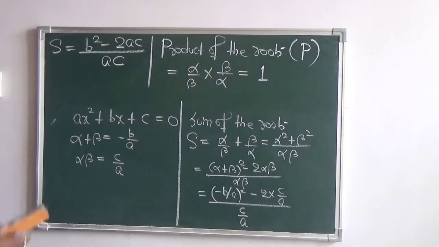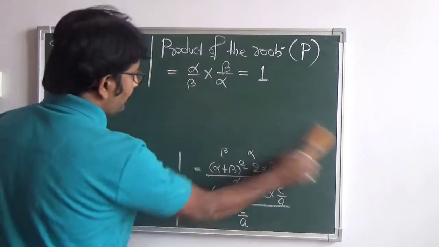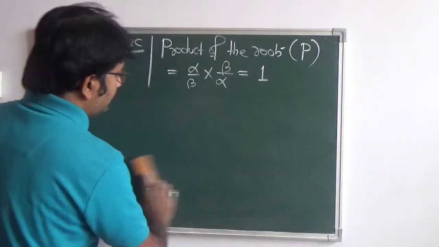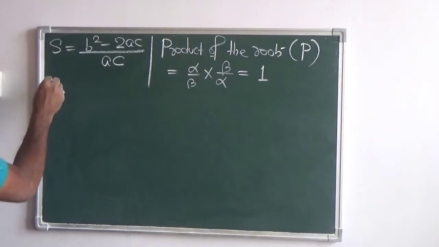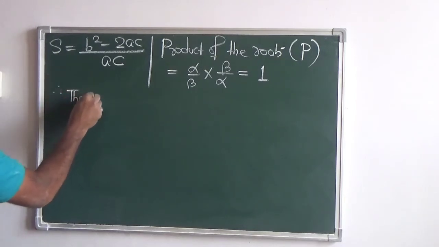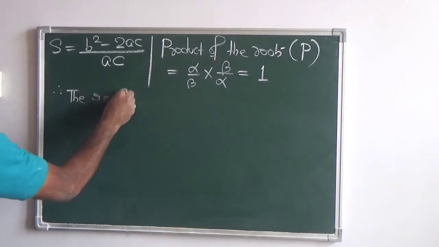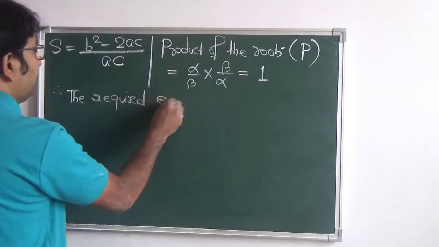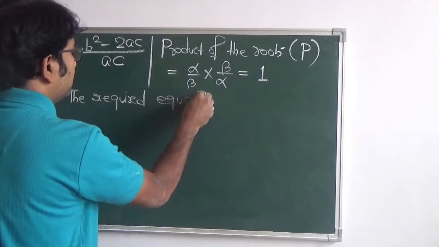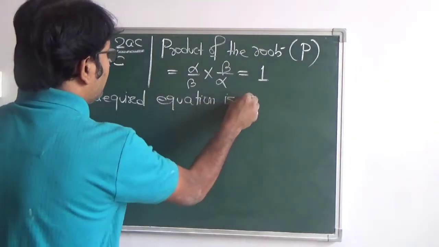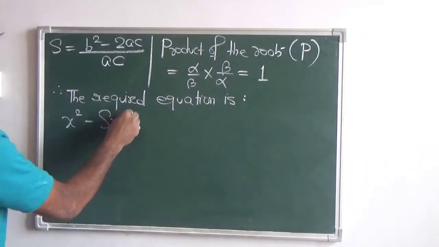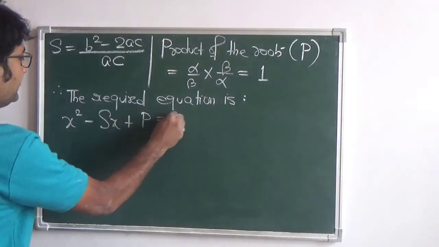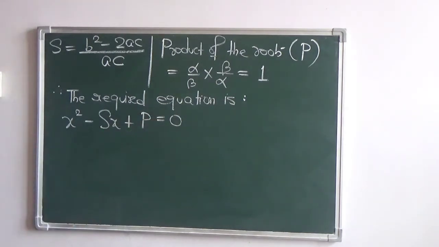Now what is the equation? In the beginning only I have written the equation. What is the equation? Therefore, the required equation is, what is that? x square minus s into x plus p equals 0. S is the sum of the roots and p is the product of the roots.